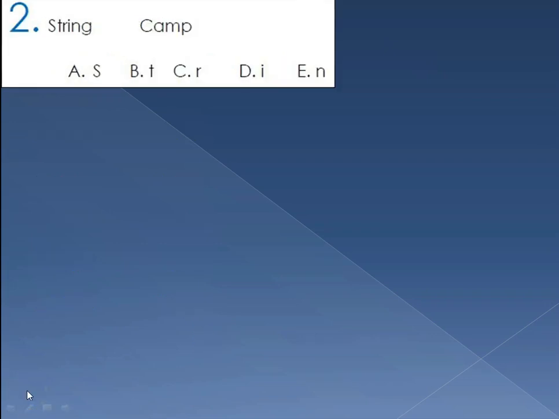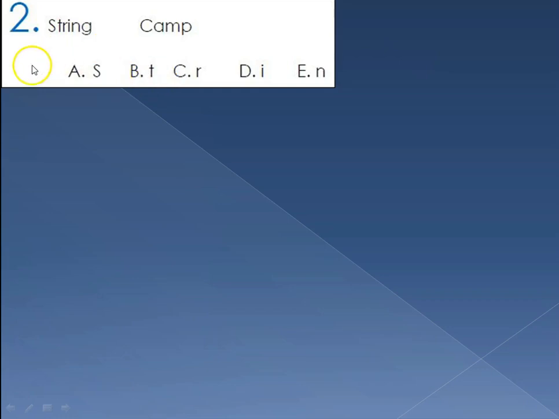Let's look at the next one. So we have two words, string and camp. What letter can be moved from string to make a new word over here with camp? So again, all a bit of trial and error. If we move, say the first option says S. If we move this over here, this could become tring, and then S, camps. But are the two words, tring isn't a word, so it can't be that.